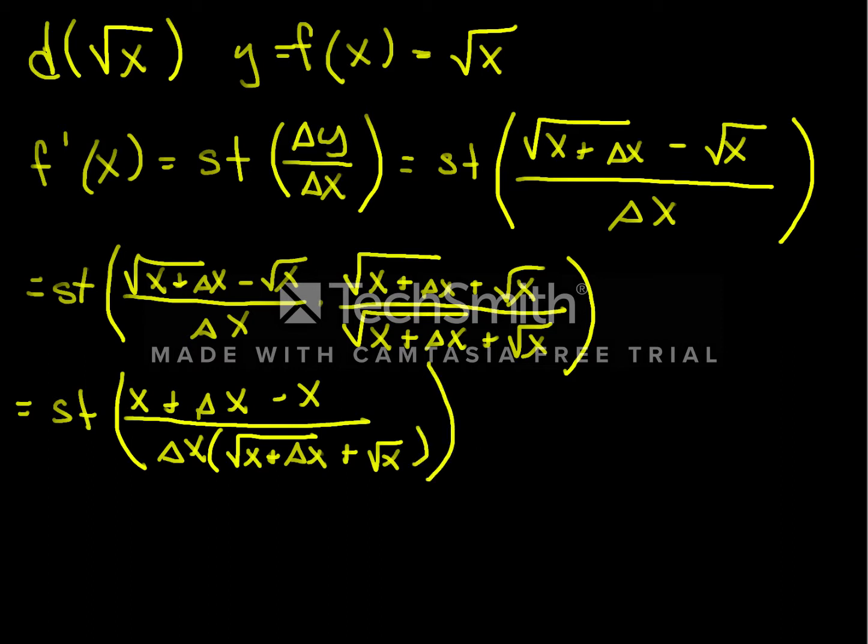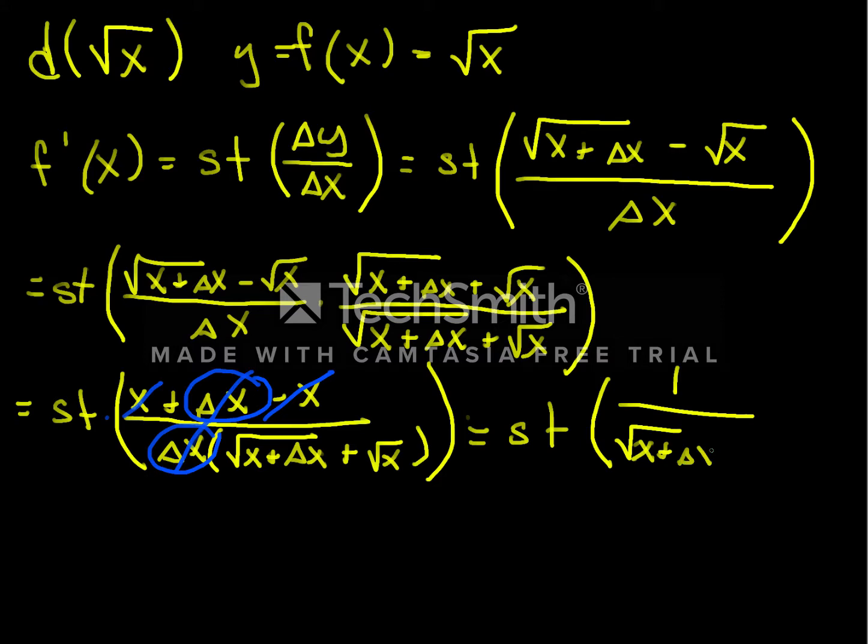And so, again, we're going to have some canceling. So this x and this x cancel. And what's left behind is a delta x on the top. And I also have, so this is multiplication here, right? So I have a delta x factor on the bottom. They'll cancel as well. And so what gets left behind is I'll be computing the standard part of 1 over square root of x plus delta x plus square root of x.